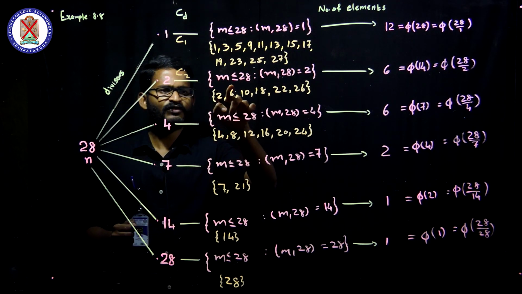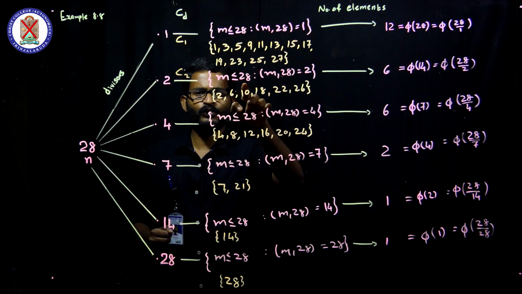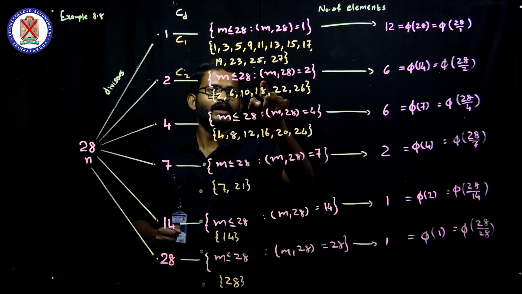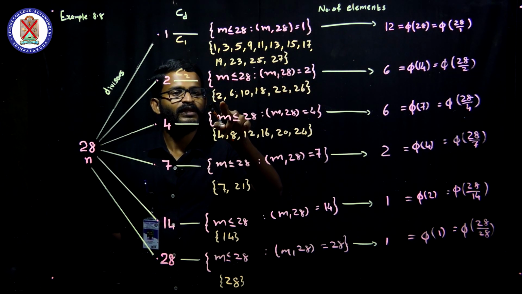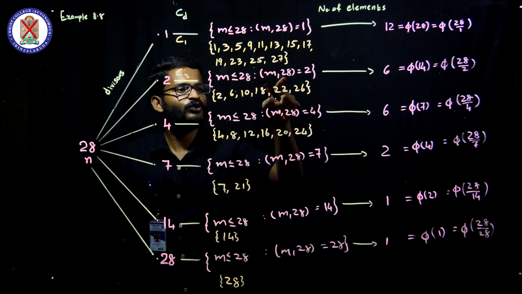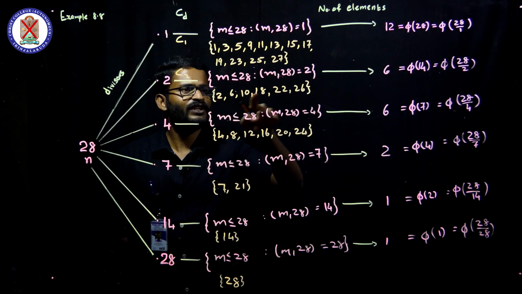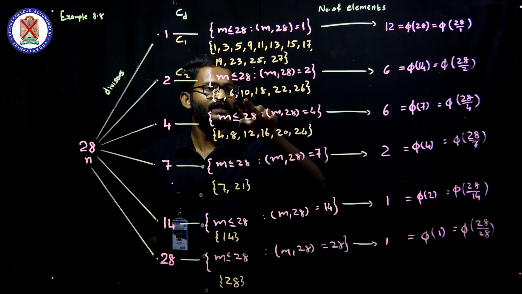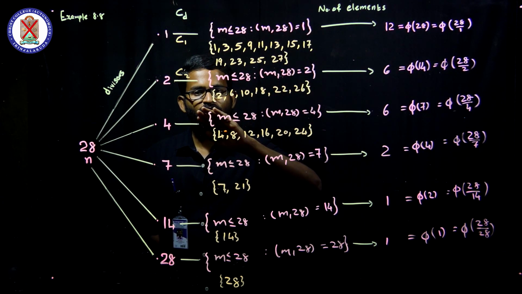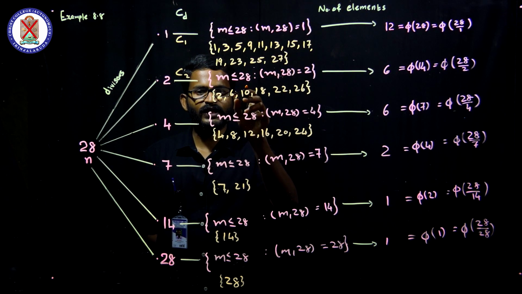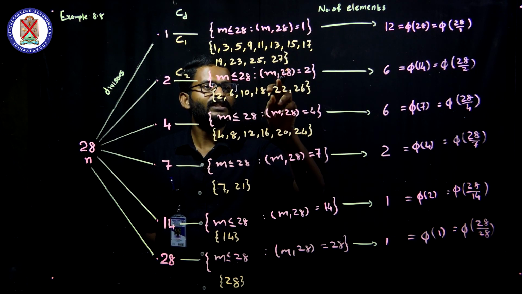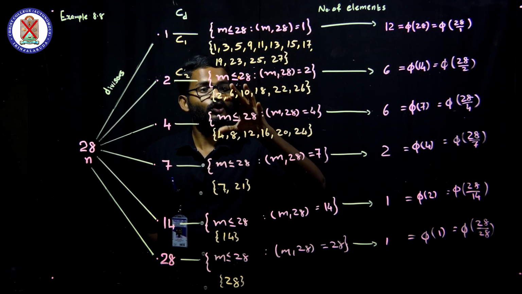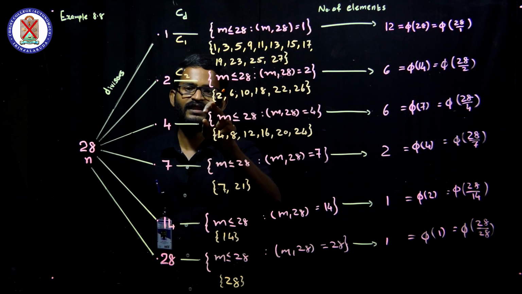C2 means the set of all integers m less than or equal to 28 such that the GCD of m and 28 is equal to 2. Now consider 2. The GCD of 2 and 28 is 2. GCD of 6 and 28 is 2. GCD of 10 and 28 is 2. So all the numbers less than or equal to 28 whose GCD with 28 is 2 should lie in this class C2.